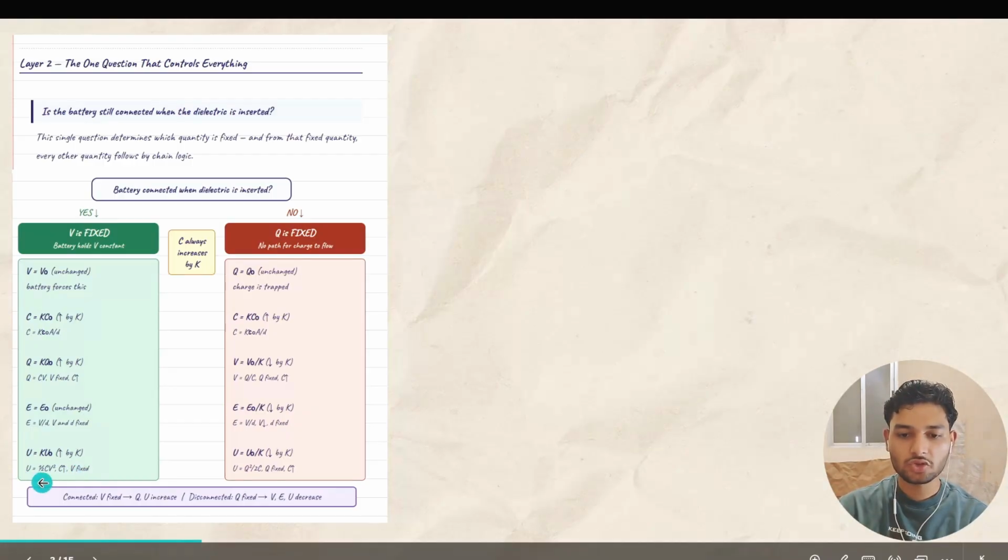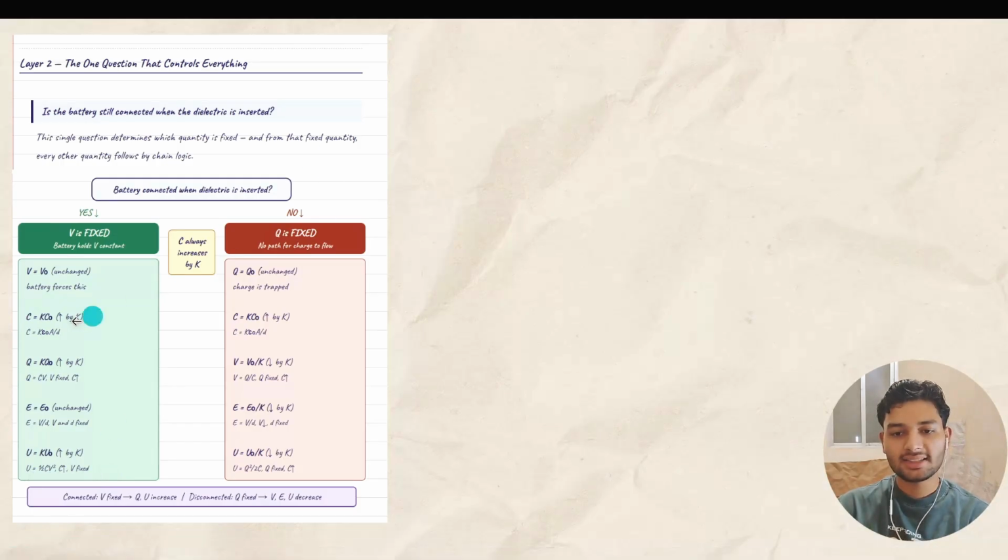increased, so U equals half CV squared, C is also increased, but V is fixed. So this is the case when the battery is connected. And when the battery is not connected, then Q is fixed, which means the charge is constant. So when the charge is constant, there is no path for charge to flow, so Q equals Q naught, unchanged, the charge is trapped. C equals K C naught, increases by K, so C equals K epsilon naught A by D.